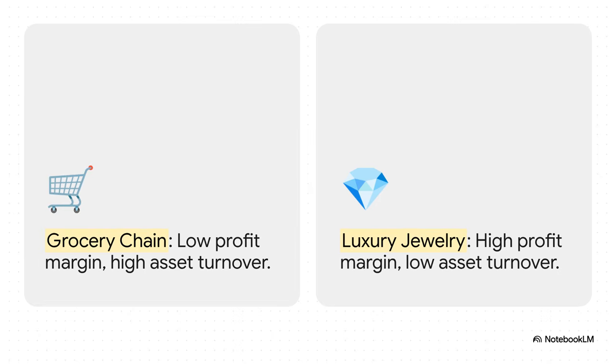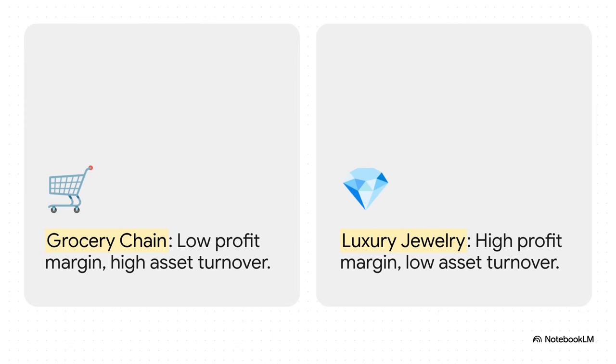You know the CPA exam isn't just going to hand you a formula and ask you to plug in numbers, right? They want application. So what's really fascinating here is comparing two completely different business models. Imagine a massive grocery chain and a high-end luxury jewelry store. Believe it or not, they might actually have the exact same return on assets, but they get there in totally different ways. The grocery chain has razor-thin profit margins, maybe 1 or 2%, but massive asset turnover. I mean, they are selling those apples and boxes of cereal incredibly fast.